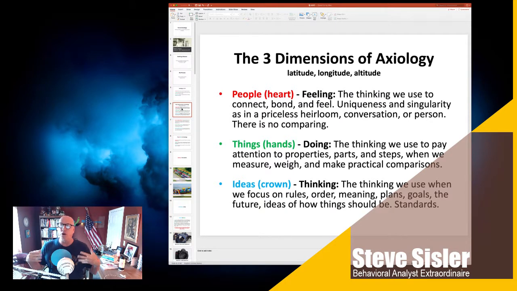So the feeling or relationship or the relating field deals with people. This is the thinking we use to connect with people, to build bonds with people, feeling bonded to somebody, and feeling itself. So uniqueness and singularity, as in a priceless heirloom. So I've got a chair here. Well, you can't see it. It's not priceless. It was, I don't know, a couple hundred dollars or something like that.